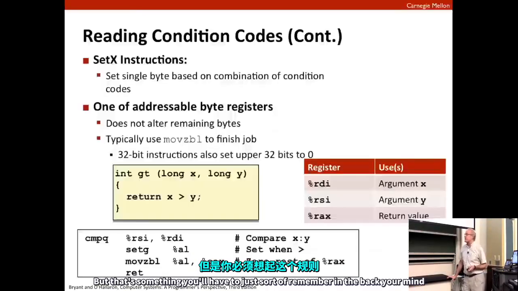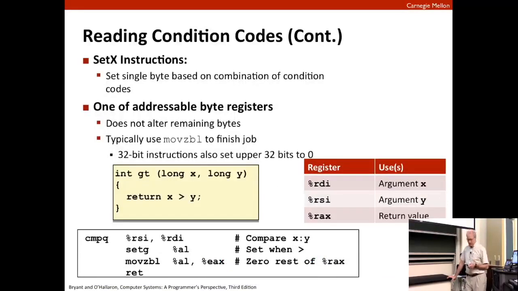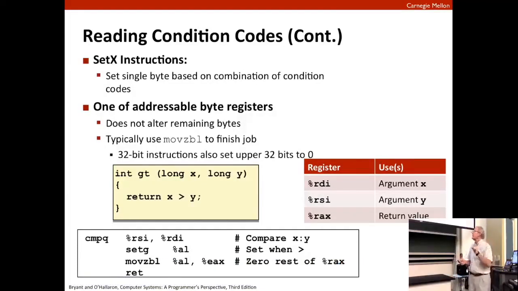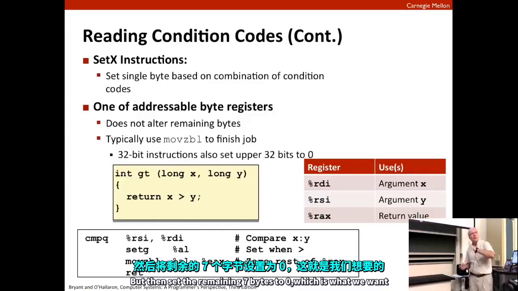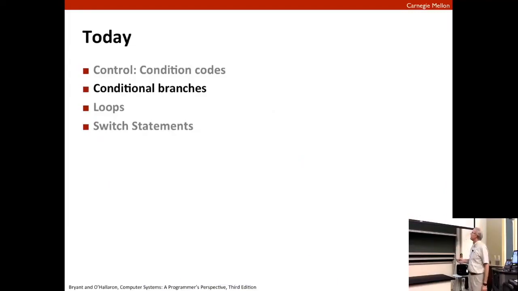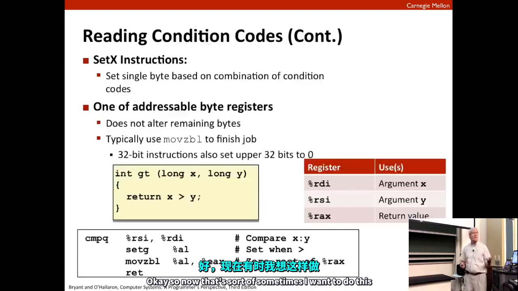But that's something you'll have to just sort of remember in the back of your mind when you see things like this. So the effect of this instruction is to take this 1-byte result, which is the low order byte of register RAX, copy it to the same place as it already is, but then set the remaining 7 bytes to 0, which is what we want. So you'll see this pattern quite often. Question? Got it? Okay.